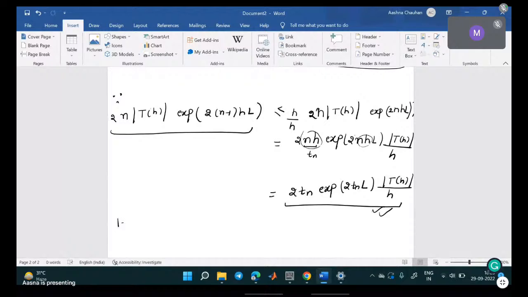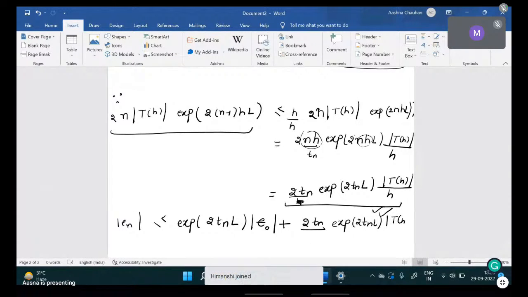So finally I get from here that En is less than equals to exponential of twice of Tn capital L mod of E naught plus... small h will come. No, small h is already here. So 2 Tn exponential of 2 Tn capital L mod Th divided upon h, right?